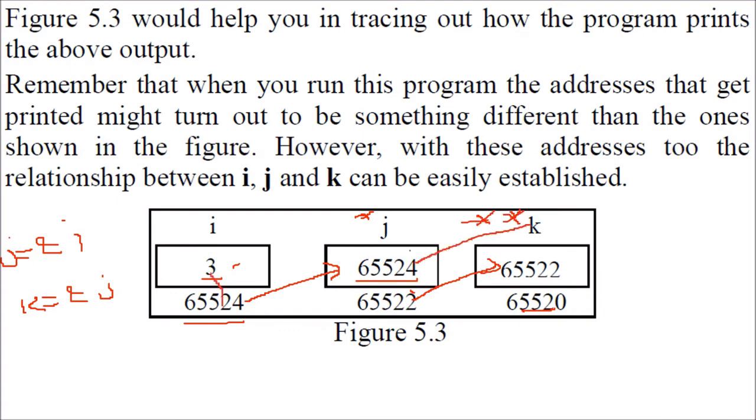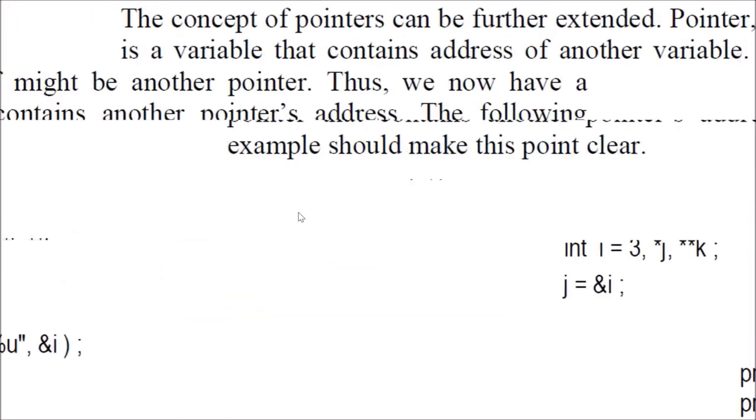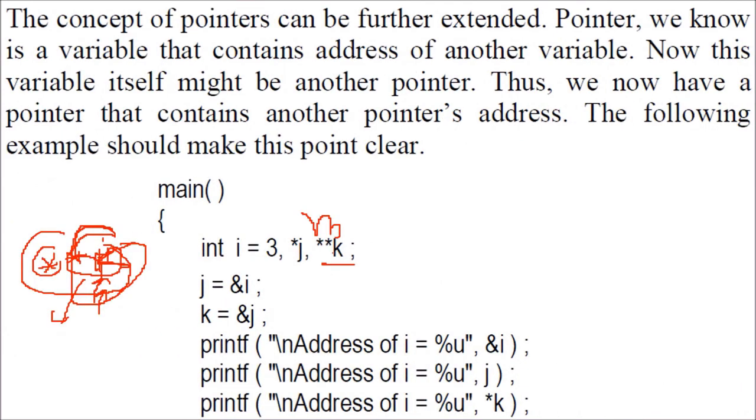Star k gives you the value which is contained by j. Star k will give you the value which is kept here. Now let us see the program. This is our program. We have j, we have k, but this j is a pointer, this is a pointer to pointer.